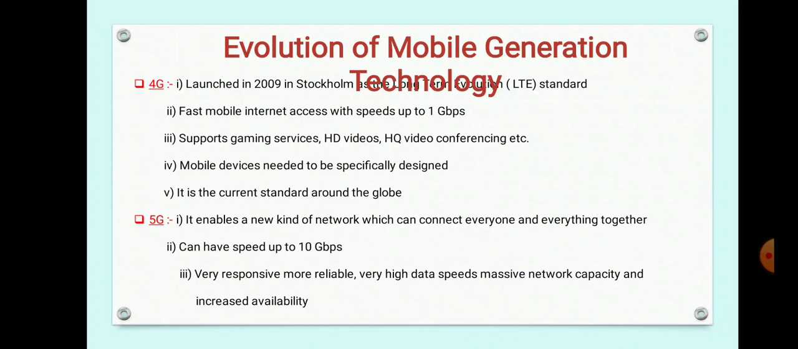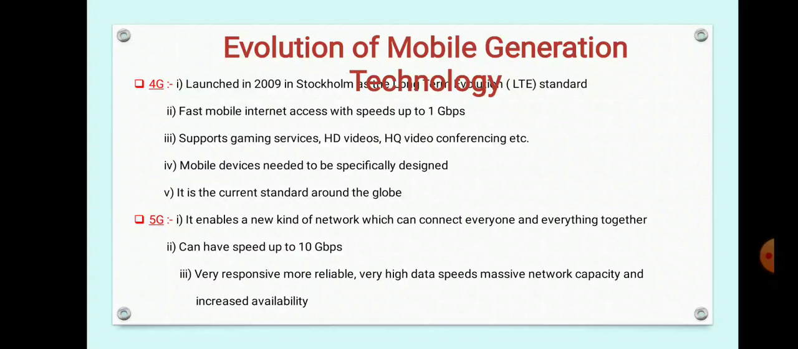So next is the fourth generation mobile technology, abbreviated as 4G. 4G was launched in 2009 in Stockholm, the long-term evolution standard. So all of you know this term LTE. It is already written on the top of our mobile phones, LTE. LTE means long-term evolution. So it is subjected to evolution. So the 4G mobile technology was launched as the long-term evolution standard, LTE standard.